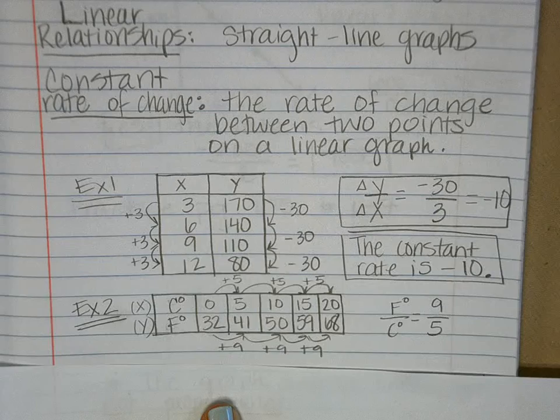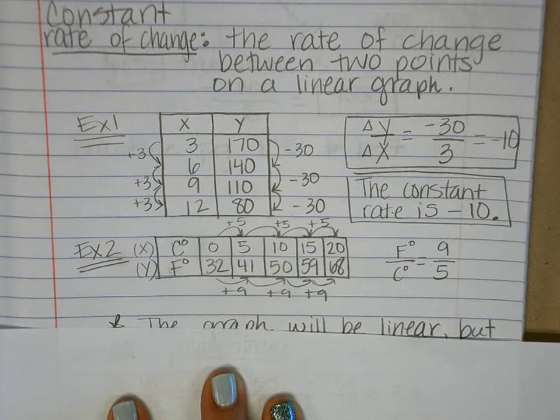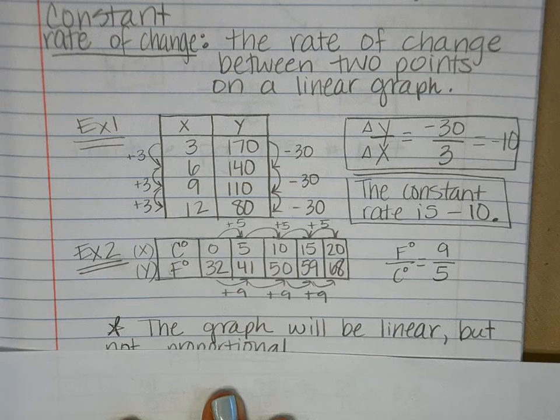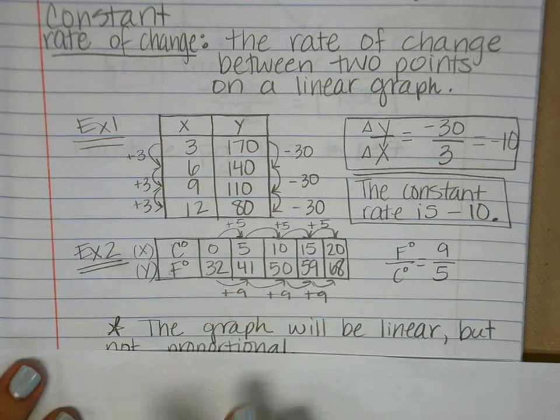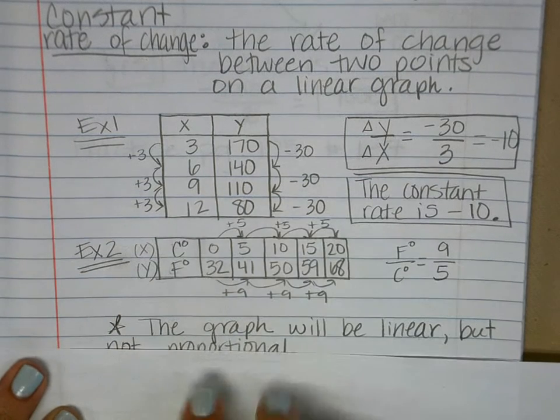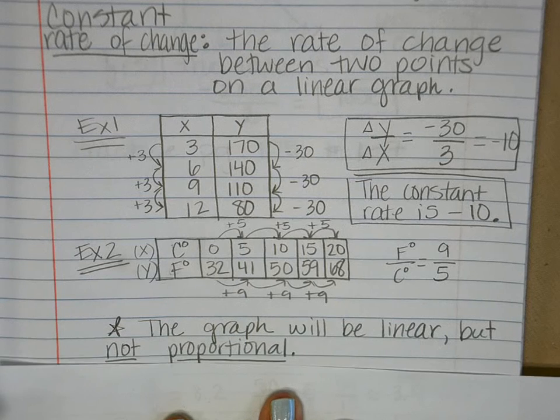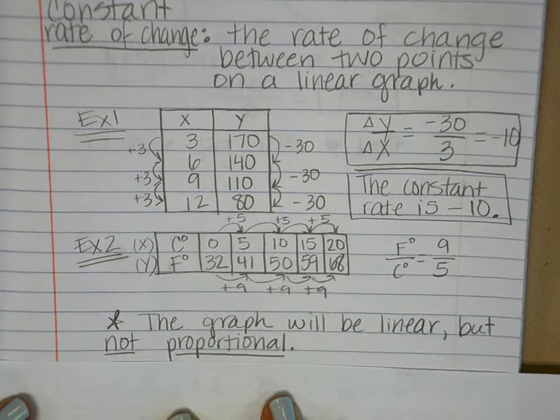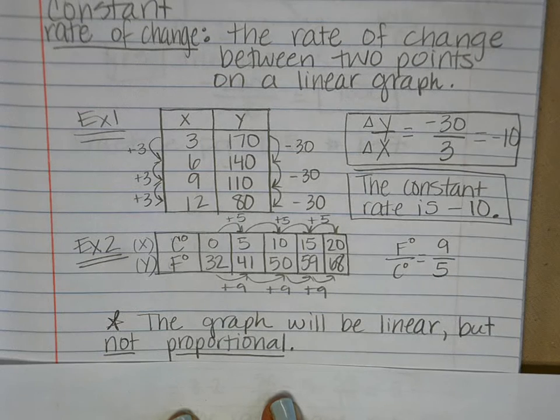So that's the 9/5. Next one. Shh. This is kind of important. This is a little bit of review from 7th grade. You did this in 7th grade. We just didn't call it slope, just so you know. But the graph will be linear but not proportional. So this can happen. I'm going to show you when you can have a straight line graph, but it's not proportional.